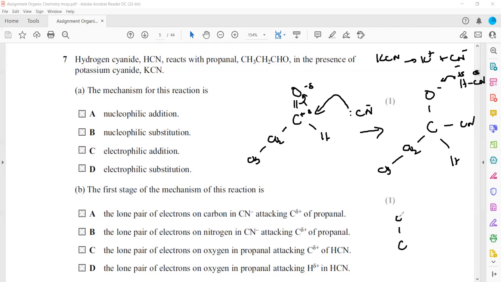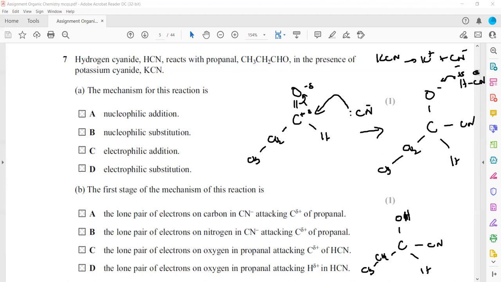So it will form OH, then CH2, CH3, then CN is there, and H is there. So it converts into a hydroxynitrile, a hydroxy and nitrile group.